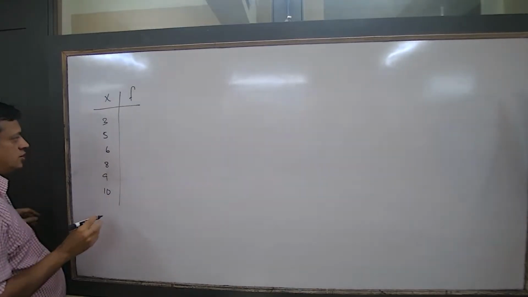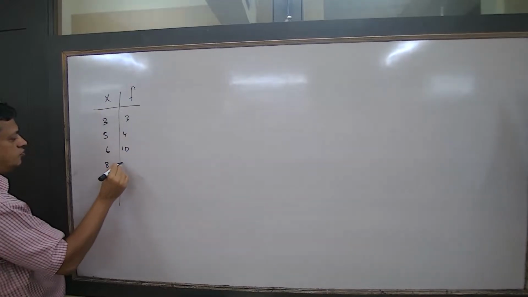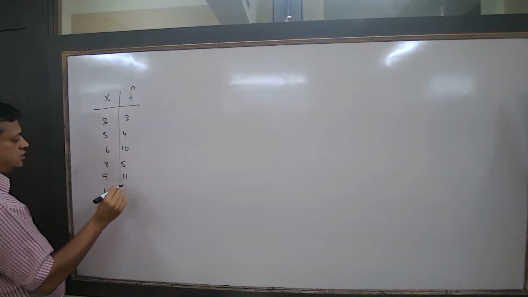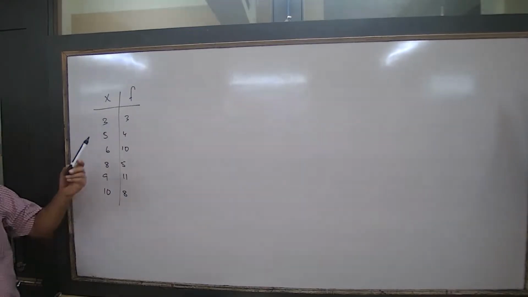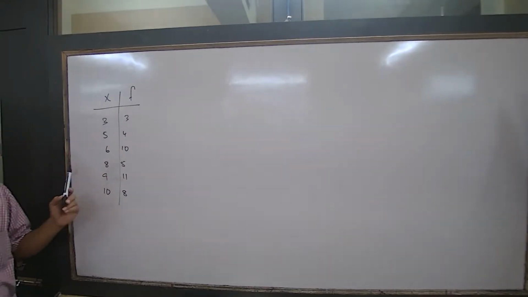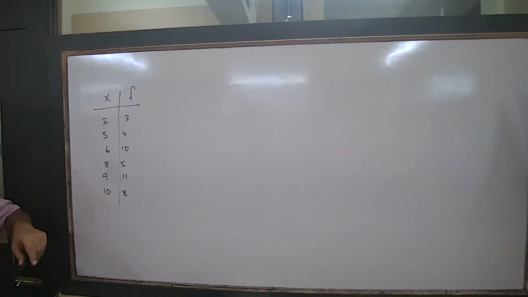Okay, marks are out of 10. Then you will write 3, 4, 10, 5, 11, 8. Do you know what he followed? What are these values? X represents the marks of the students, meaning various students. These are the marks obtained by the students.